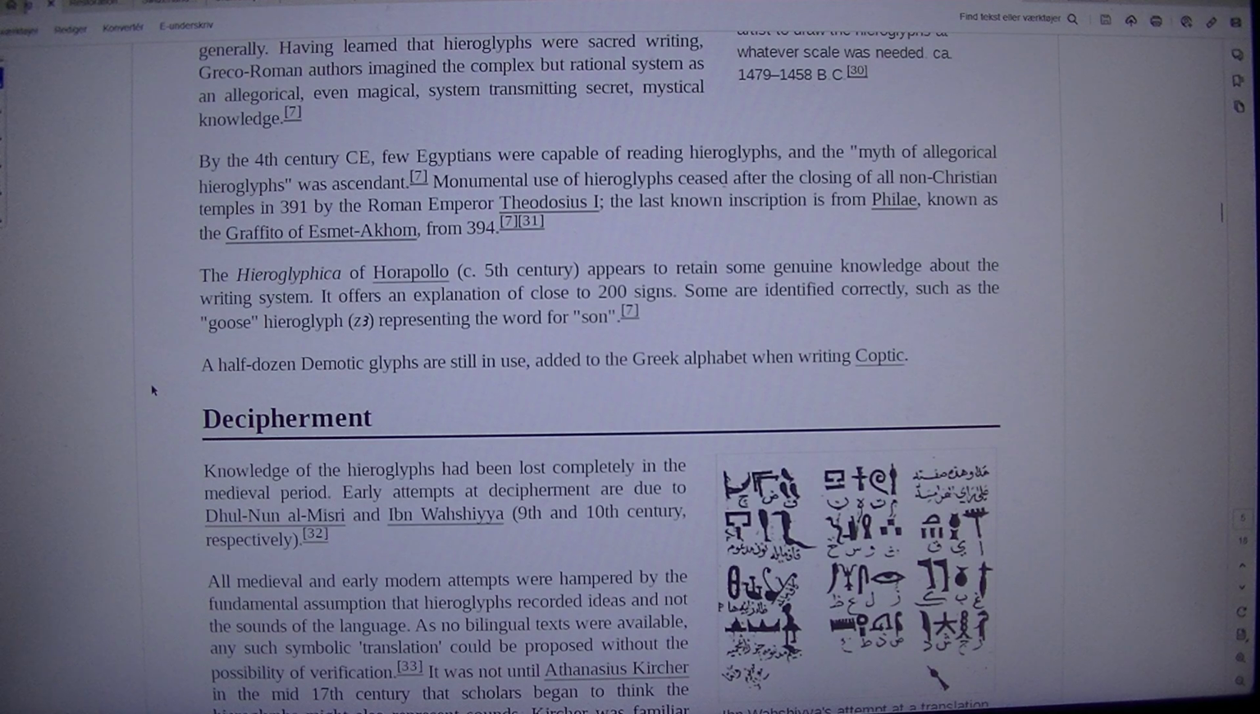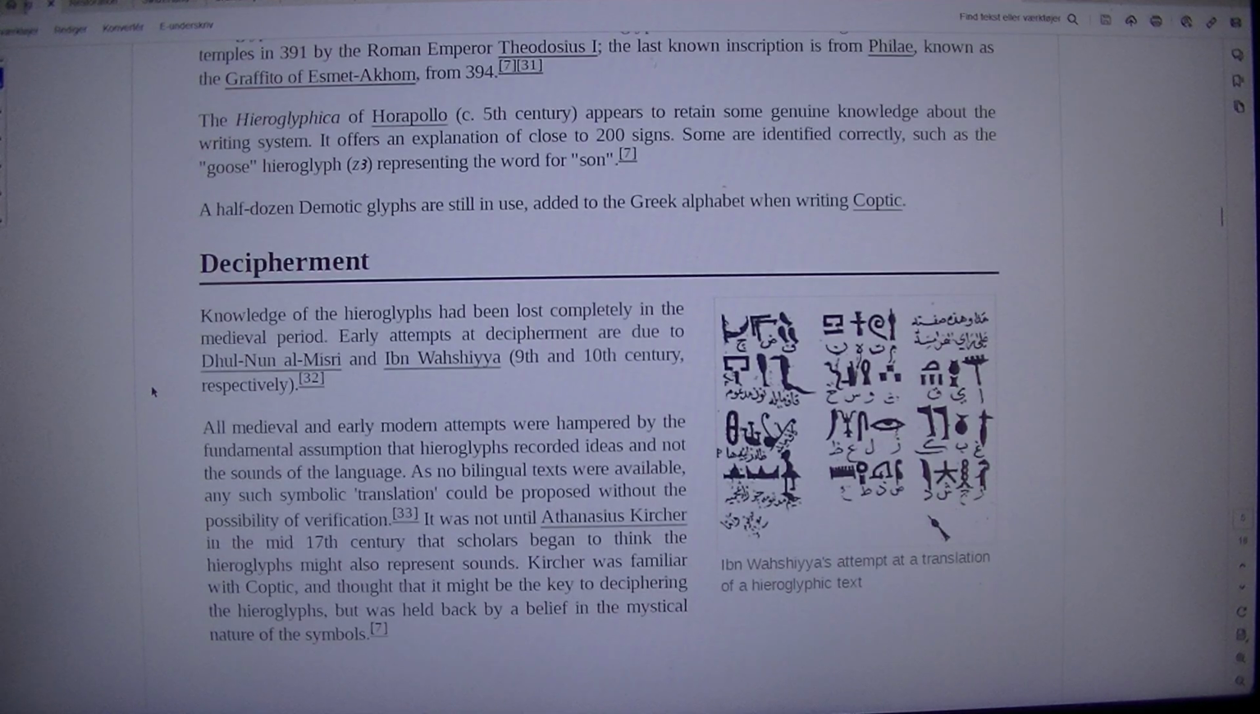31. The Hieroglyphica of Horapollo, c. 5th century, appears to retain some genuine knowledge about the writing system. It offers an explanation of close to 200 signs. Some are identified correctly, such as the goose hieroglyph representing the word for sun. A half-dozen demotic glyphs are still in use, added to the Greek alphabet when writing Coptic. Decipherment. Ibn Wahshiyya's attempt at a translation of a hieroglyphic text.